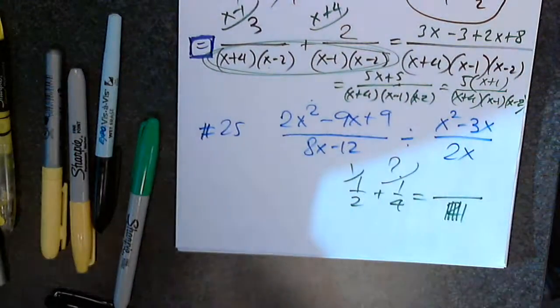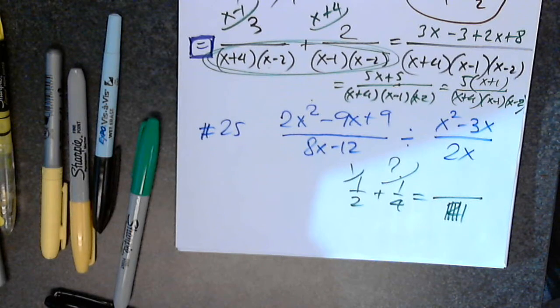Here's a division for you. 2x squared minus 9x plus 9, everything divided by 8x minus 12, further divided by x squared minus 3x over 2x. And then I'll look at the multiplication. And then finding domain.